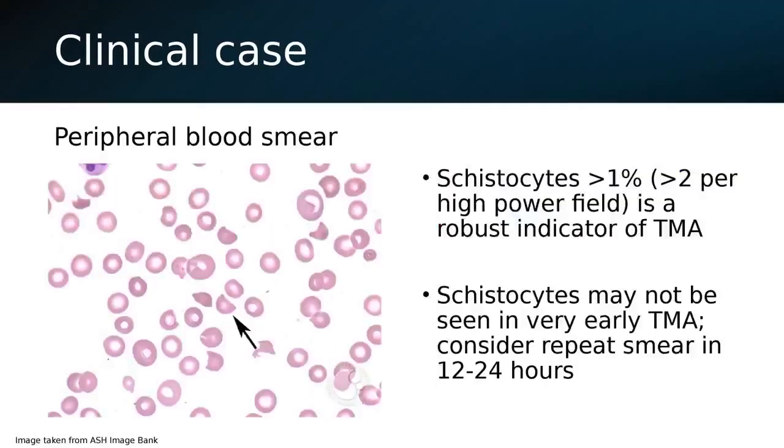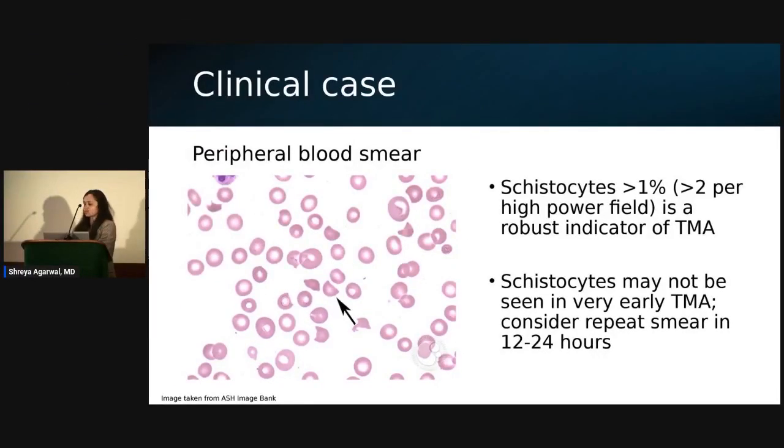Of course, the next thing we would get is a peripheral blood smear, and the peripheral blood smear showed some schistocytes. Just of note, schistocytes of more than 1% are consistent with TMA, but sometimes right off the bat when these patients present to the ED, they may not have any schistocytes on initial presentation during the early phase of TTP, and that's why it's important to repeat the peripheral smear within 12 to 24 hours.